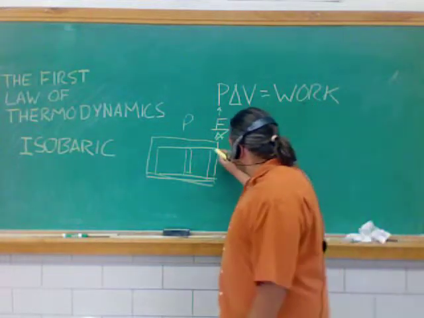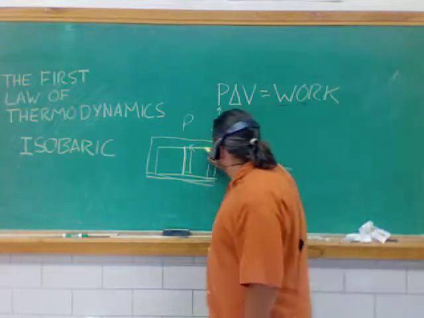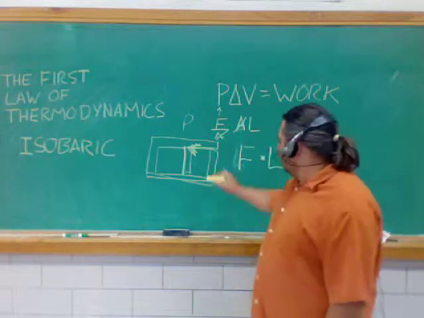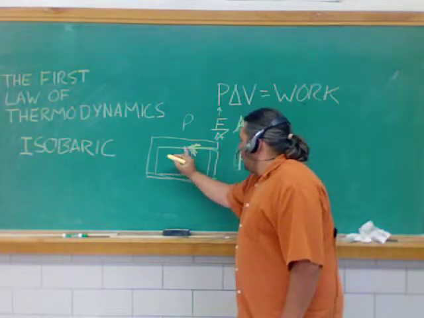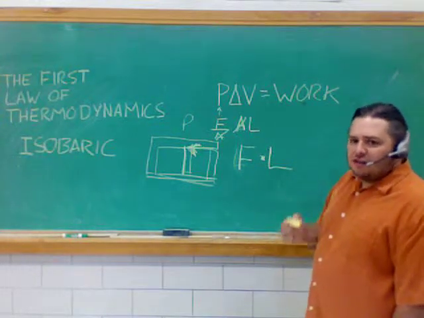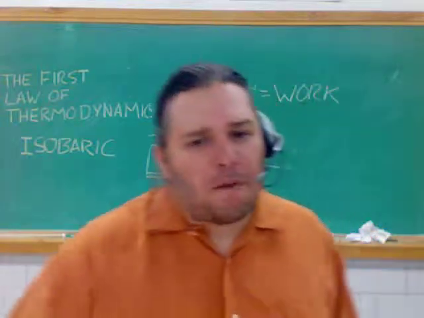So as this piston is moving in, the cross-sectional area remains constant, but this length here is not. Okay? It started out being this long, and now it's only this long. So you've experienced a change in length. You've done work. Okay? Cool? So that's an isobaric system.